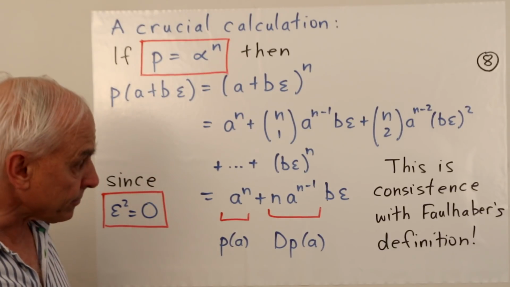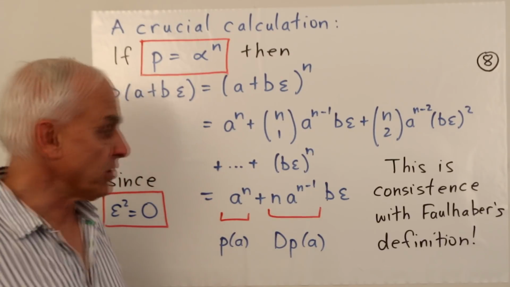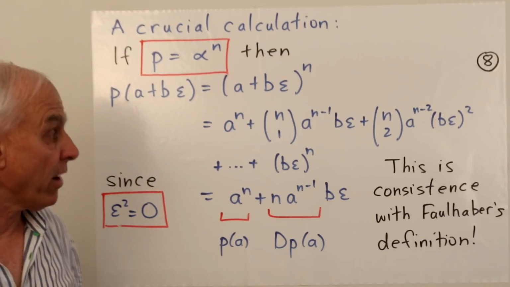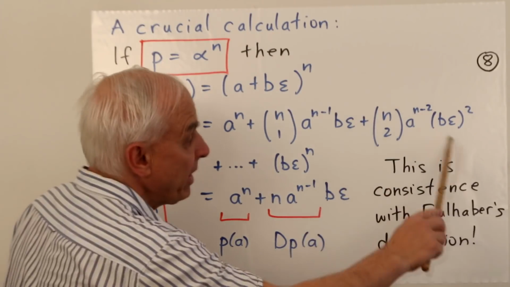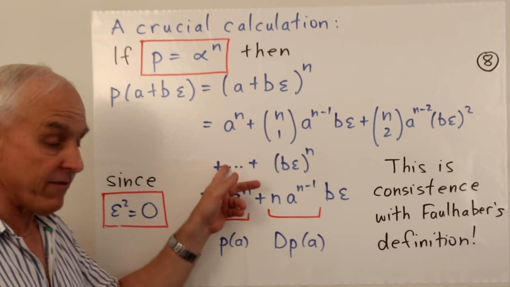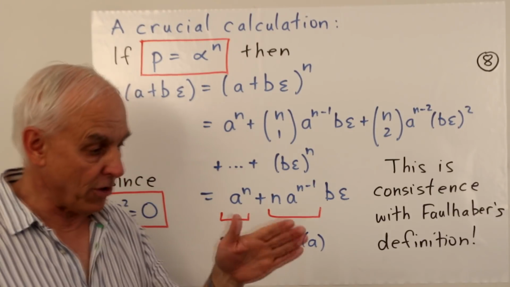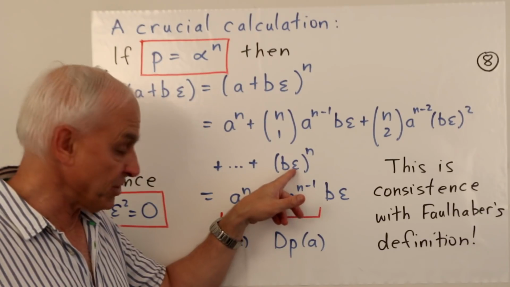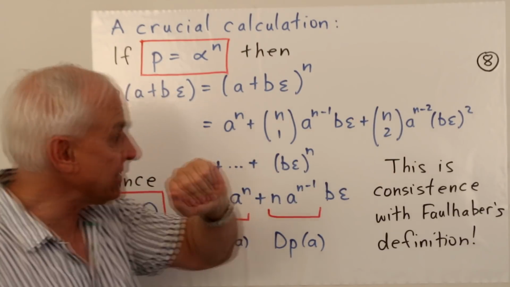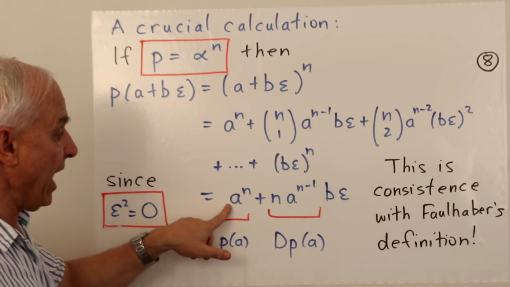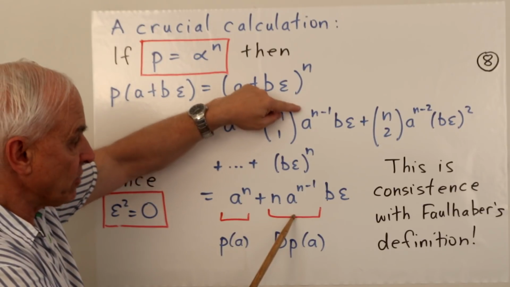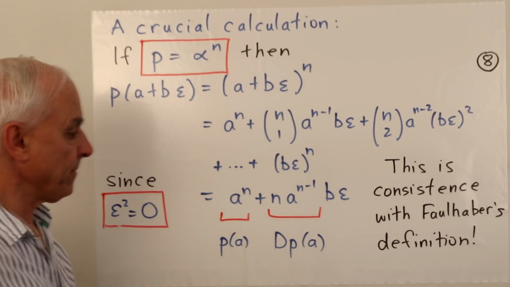Now, happily, almost all of these terms are 0 because of the crucial property that epsilon squared is 0. So this term here will be 0 because there's an epsilon squared involved. And the next term will have an epsilon cubed, which will also be 0, all the way up to this one here, which has an epsilon to the n, that'll also be 0. So the only things that remain are the first two terms, a to the n plus n, because that's n choose 1, times a to the n minus 1 times b epsilon.